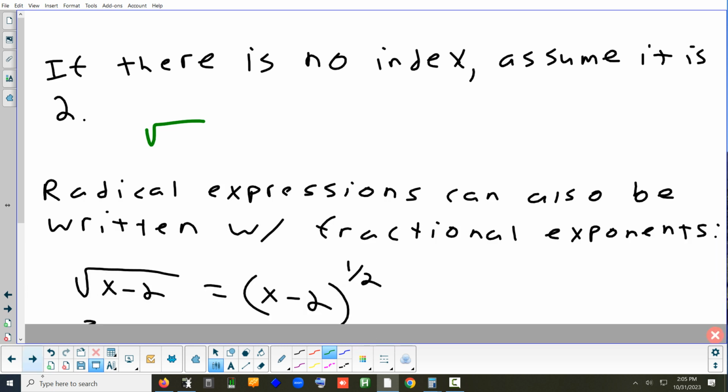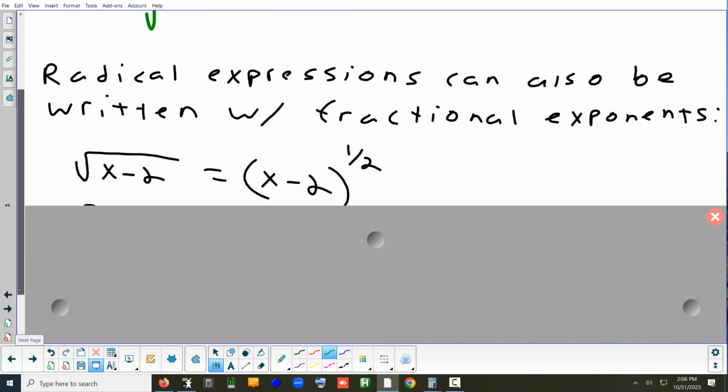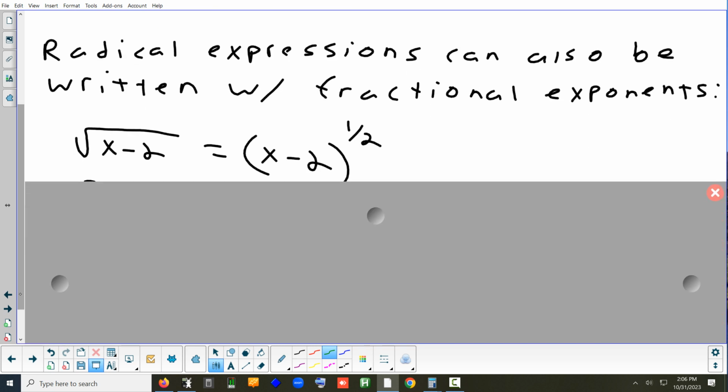And the way to do that for a square root is to use the 1/2 power. Raising something to the 1/2 power is exactly the same as taking the square root.